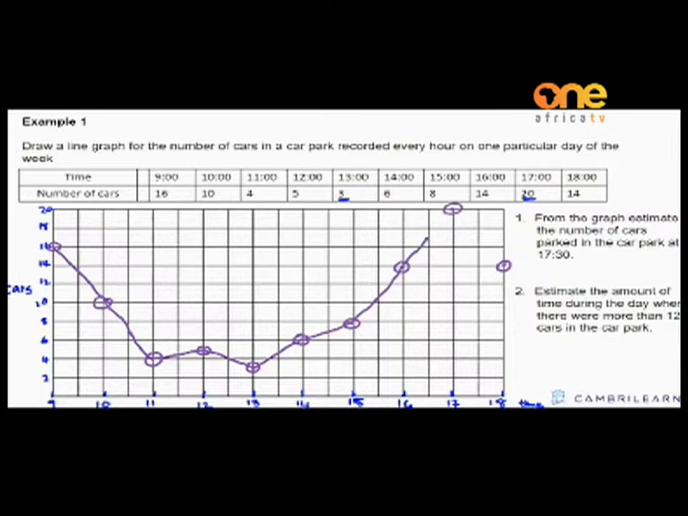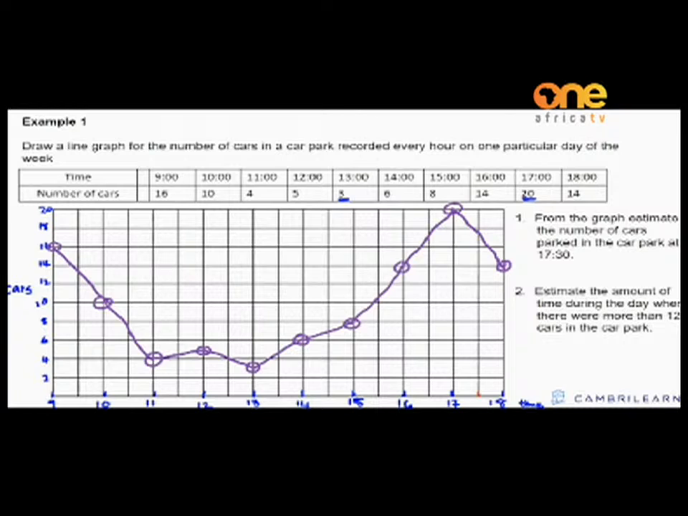We're joining them all together so that we can see the general trend that is formed. What you then need to do is go and answer the questions. Now, I needed the questions to be in the same place as the graph, so I put them over here. You are asked, from the graph, estimate the number of cars parked in the car park at 5:30.